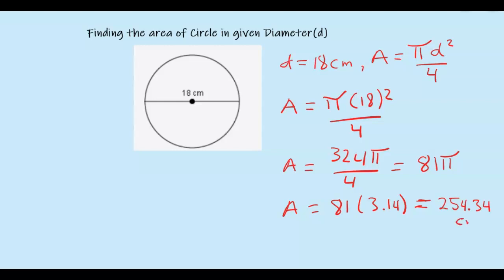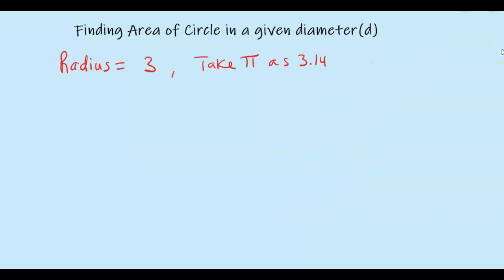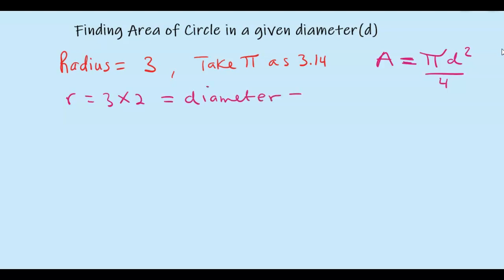254.34 centimeters squared. Okay, here we have been given the radius, and pi has been given as 3.14, but we want to calculate everything in diameter. Remember, the area in terms of diameter is pi d squared all over 4. So for us to get a diameter, the radius has been given as 3, but if we double it, we multiply by 2, that will give us a diameter, and that's 6.